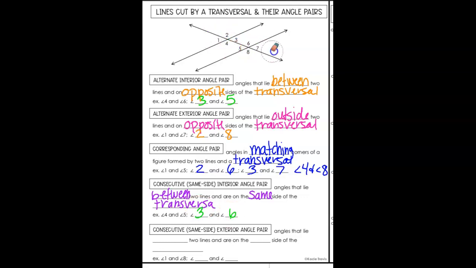Okay, and then the last one that you have there is consecutive, which means same side, exterior angle pairs. So these are angles that lie outside two lines and are on the same side of the transversal. Okay, so again, we have the transversal. They're going to be on the same side and on the outside. So here's the outside over there. So 1 and 8 are on the same side. And then we also have 2 and 7.